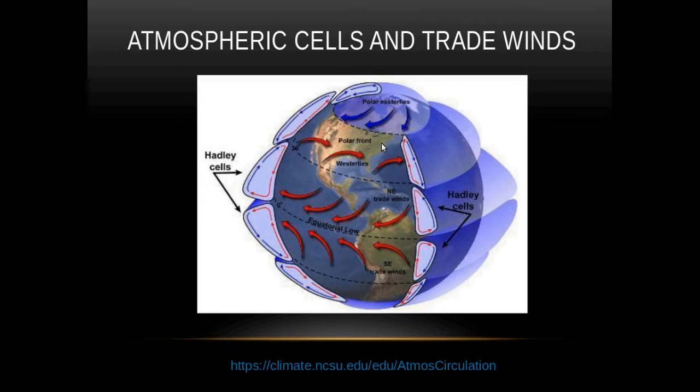Trade winds are the prevailing winds that generally blow in the same direction. The trade winds affect how storms move. Here in the temperate zone, our storms usually come from the southwest and move to the northeast. In other parts of the world, storms may move in other directions.